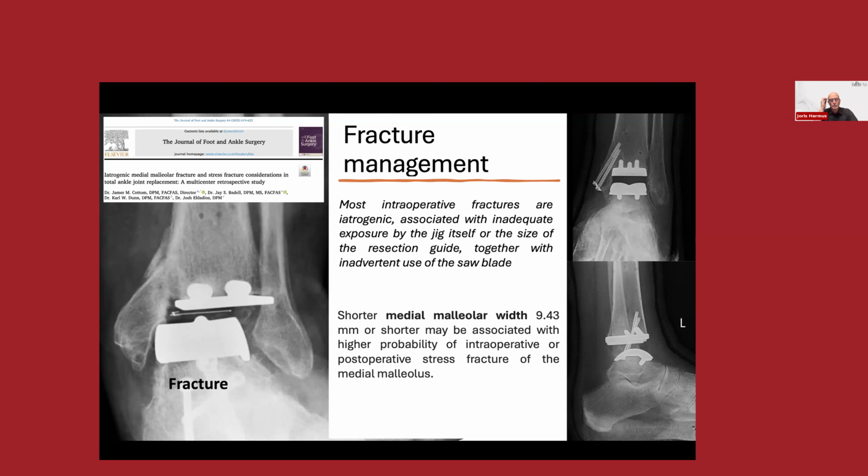As prevention, postoperatively, for a medial malleolus fracture, when the width is only 9.43 millimeters between the implant and the cortex of the medial malleolus, it's advisable to use 1 or 2 preventive medial malleolus screws initially.